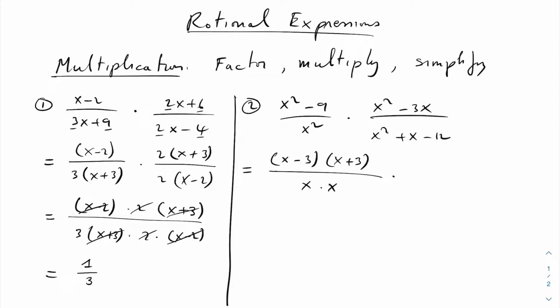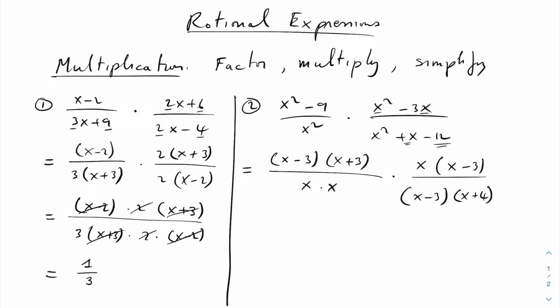And the second rational expression here, the numerator is going to be x squared minus 3x, and that has x as a common factor. And so we can pull an x out, and so we're going to have x multiplied by (x minus 3). The denominator, we're looking for two numbers that add up to 1 and multiply to negative 12. And that's going to be negative 3 and 4. And so that can be rewritten as (x minus 3) multiplied by (x plus 4).